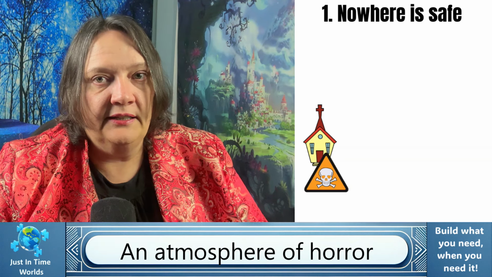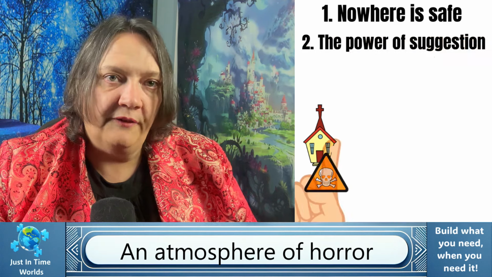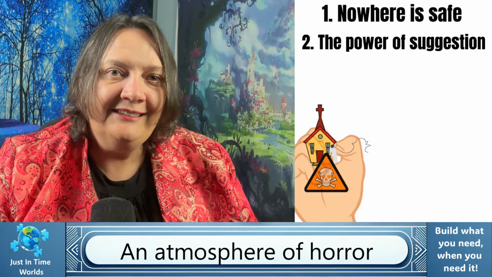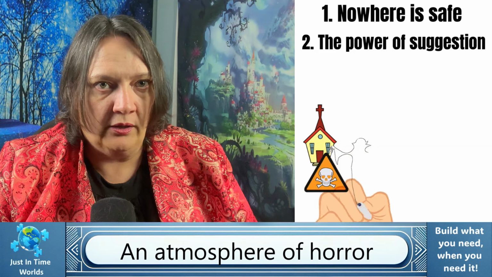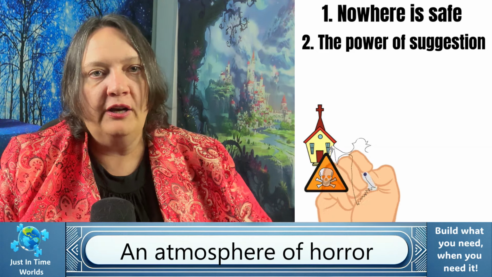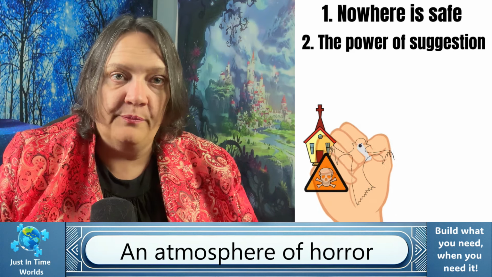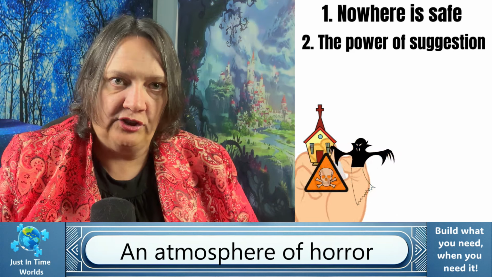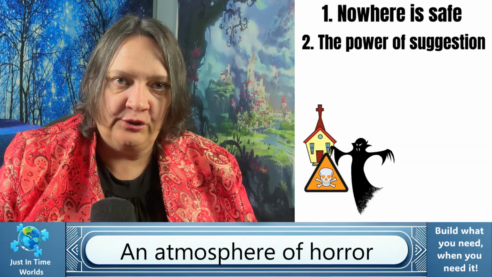The second technique is the power of suggestion. Castlevania employs the power of suggestion to evoke horror, a technique that can be incredibly effective in written form as well. By focusing on characters' reactions to unseen horrors or the aftermath of a violent attack, the series leaves much to the imagination, and often this is more frightening than anything explicitly shown.